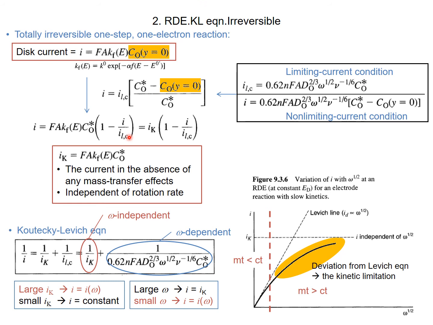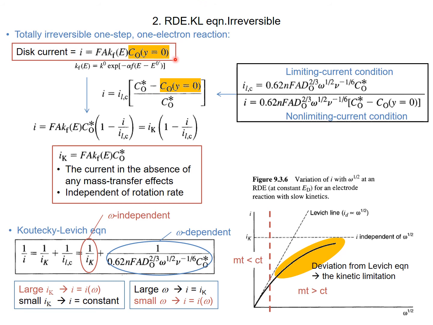Here, I'd like to define the group of the parameter as the Koutecký current or kinetic current. That is to say, the Koutecký current or kinetic current is equal to nFA times the rate constant times the bulk concentration. At the very first time for deriving this equation, I said the current is defined as nFA times the rate constant times the surface concentration.